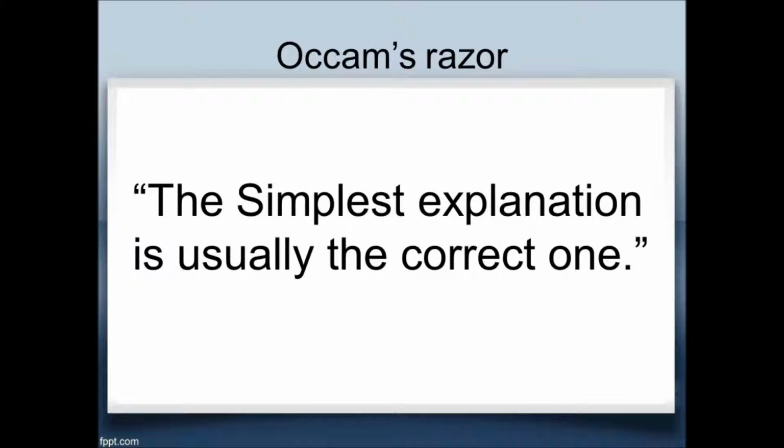Occam's razor is a method of solving problems created by the late William of Ockham. It reads, "The simplest explanation is usually the correct one." Unfortunately, being medical students, this may be true, but you still have to be able to check.